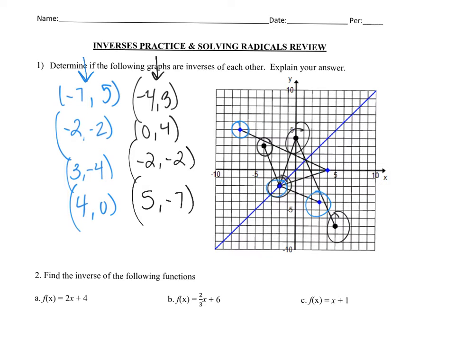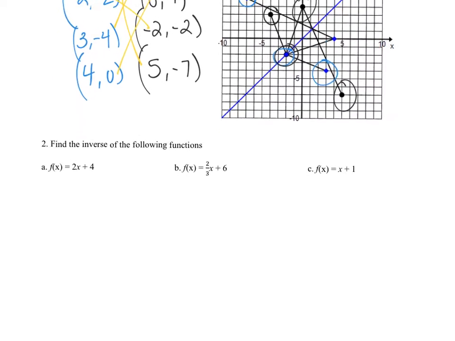Right? This one goes to here. This goes here. This goes here, and that goes there. Okay? So yes, they are inverses of each other. Why? What's with their order of pairs? They're opposites. They have the inverted ordered pair. All right, we're going to go ahead and go down to these.